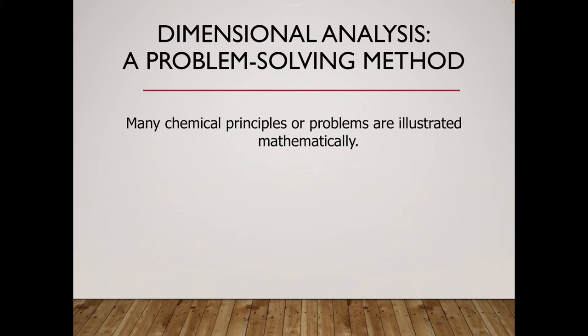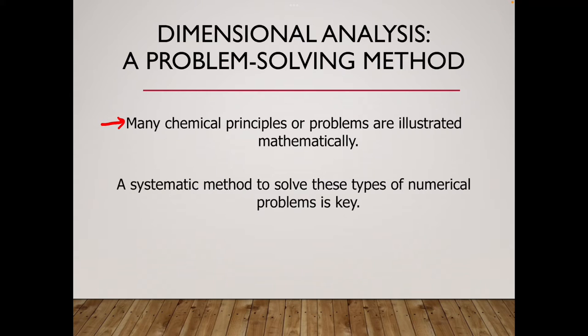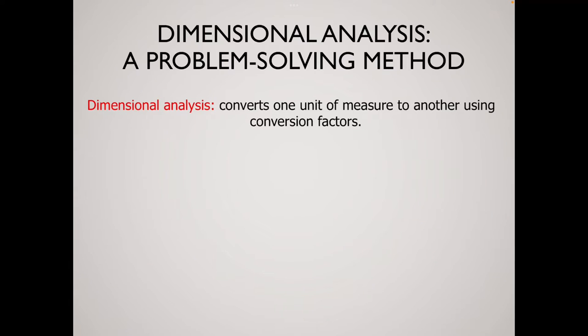The reason that we're doing this is that many chemical principles and problems are illustrated mathematically. You probably have heard that in this class there's a fair bit of math, and it's true. We do a lot of math in this class. But a lot of it can be done through dimensional analysis. If we learn this one problem-solving method and apply it to a bunch of different topics, it makes it that much easier. So dimensional analysis is a systematic method to solve different types of numerical problems in chemistry. We're going to go ahead and learn how to use that.